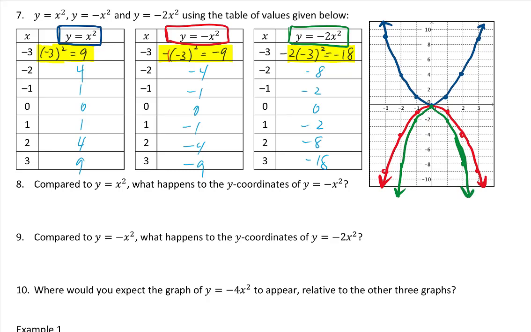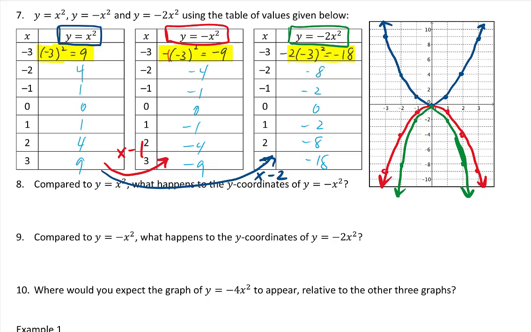So compared to y equals x squared, what happens to the y coordinates of y equals negative x squared? Well, if you compare the two, this is the same thing as multiplying each of the values by negative 1. And that's what gives us that mirror image. And if we do the same thing here, we can see this is multiplying all the y values by negative 2. So what happens to y coordinates?